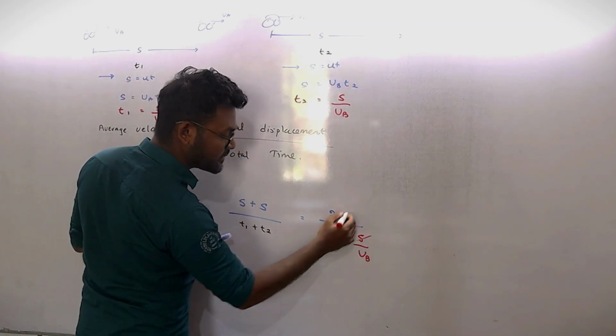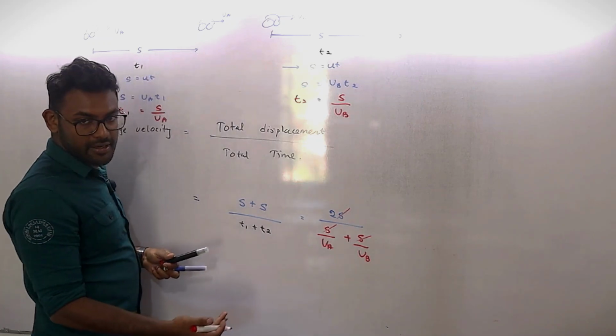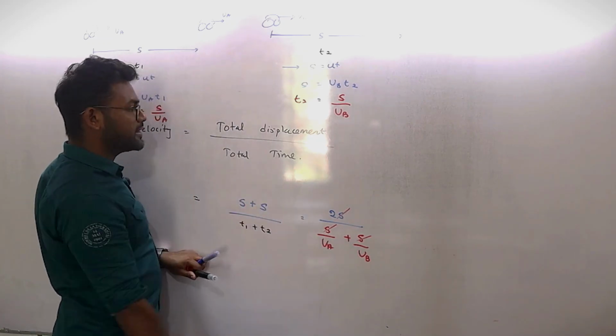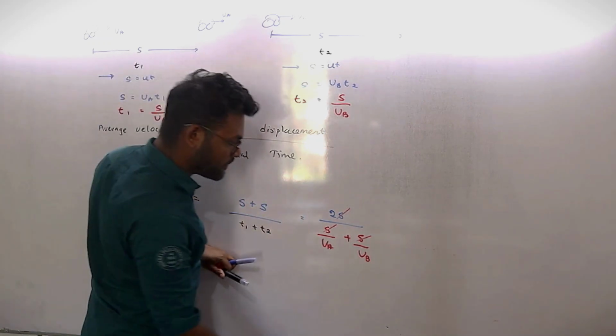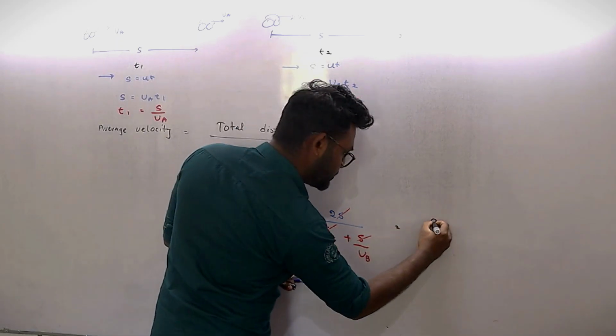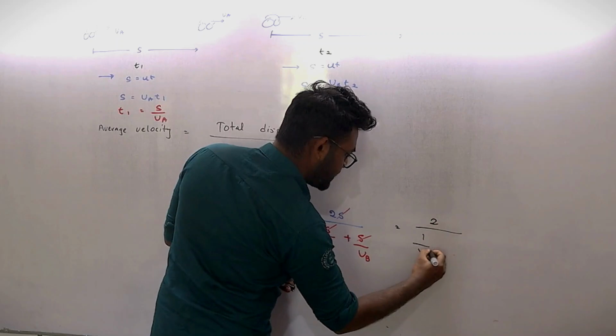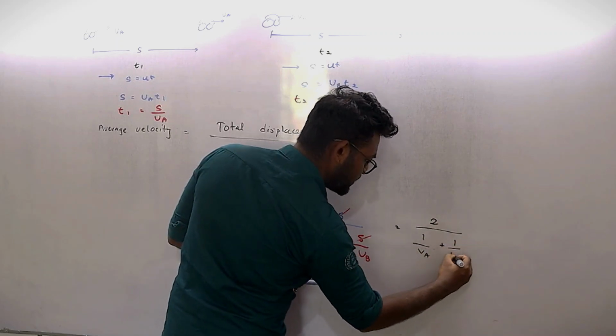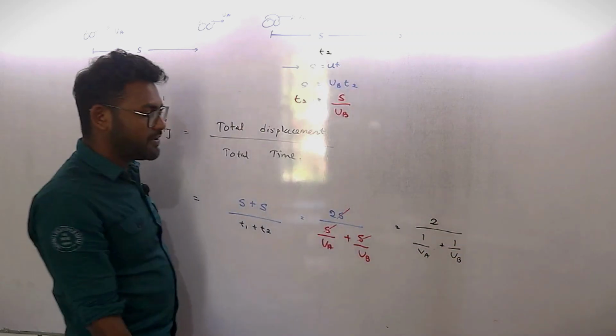So the s's cancel off. That's what we need to happen, right? Because s is also something we put in by hand, so s gets cancelled. Right. So I'm going to have a weird value here, that's 2 over 1 over va plus 1 over vb. How do you simplify this one even further?